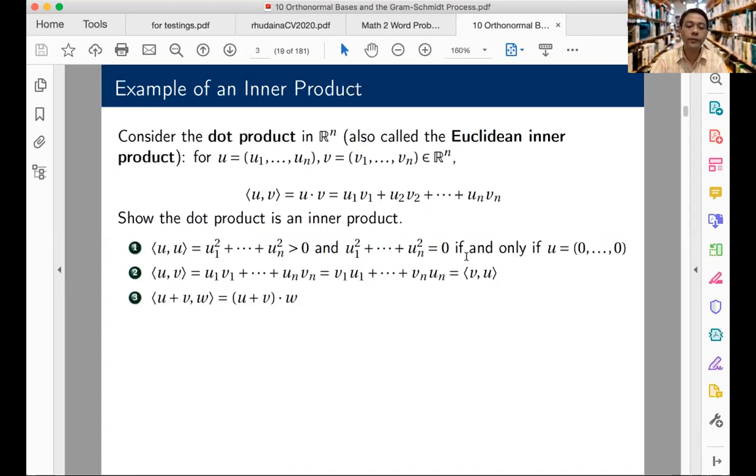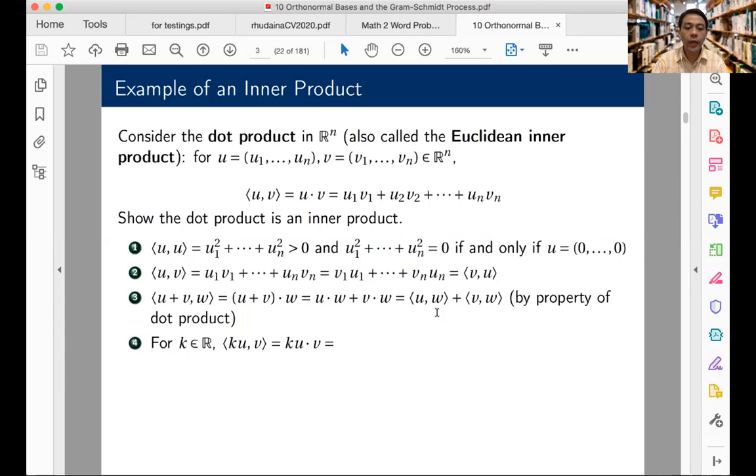Thirdly, if I have the sum U plus V and take the dot product with W, by property of the dot product, we can distribute the W to the sum, and we get U dot W plus V dot W. But U dot W, as our notation was defined earlier, is just this notation over here. And so the dot product of U plus V with W equals the sum of the dot product of U with W and the dot product of V with W. And this satisfies the additivity axiom.